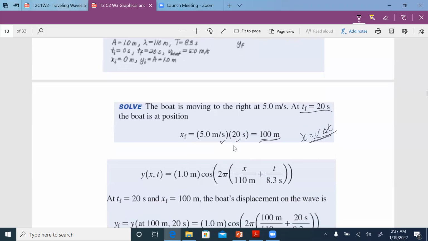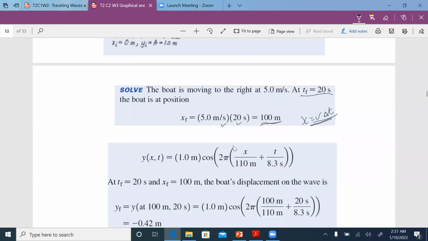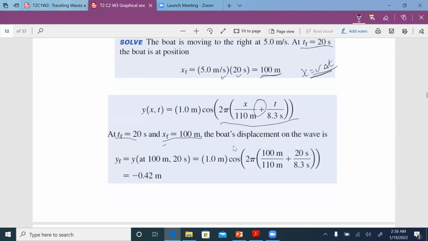All right. So substituting into our equation, remember the boat is moving to the right, or the wave is moving to the left. Okay, so we have to apply this, moving to the left. We know the parameters given. So since we have our t to be 20 seconds and then the distance final being 100, we quickly substitute that into the formula given.